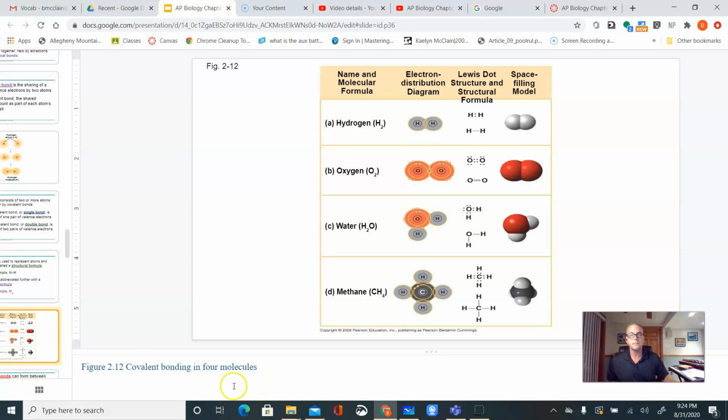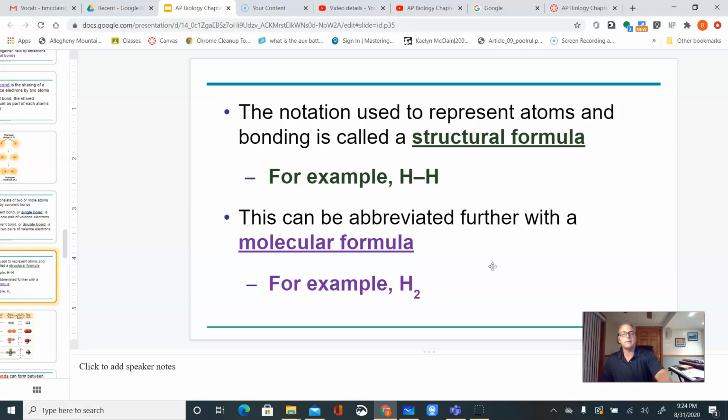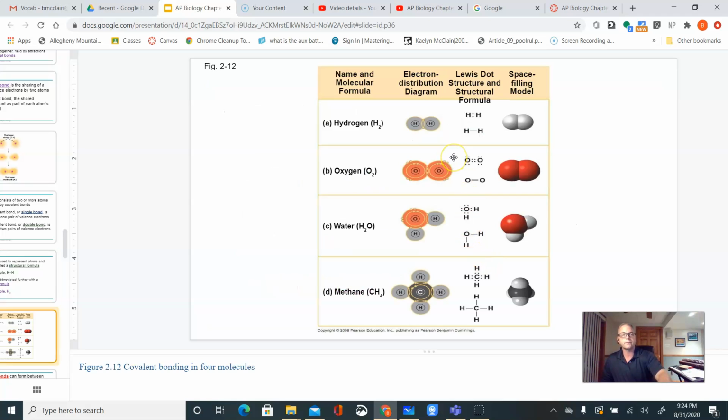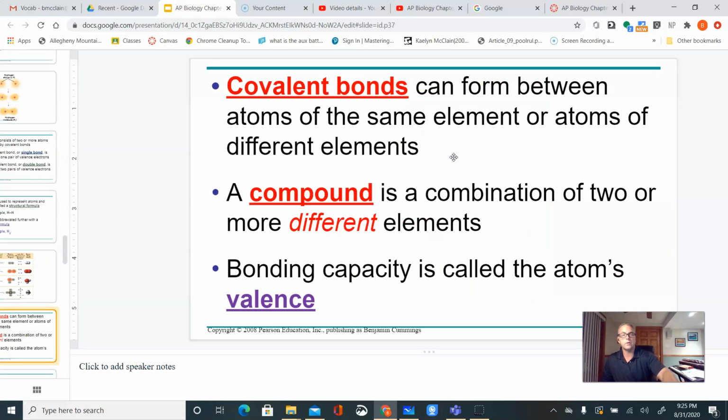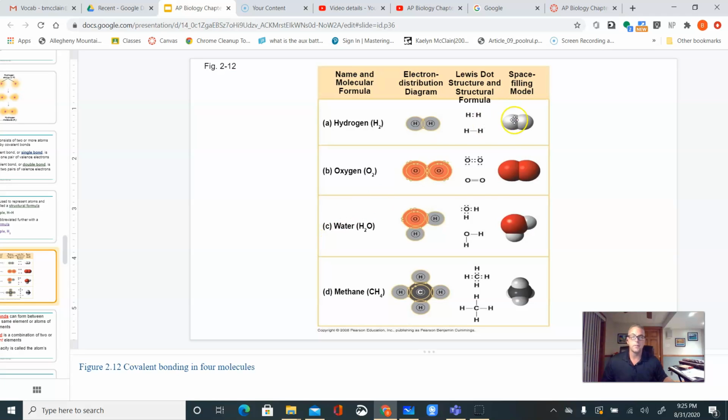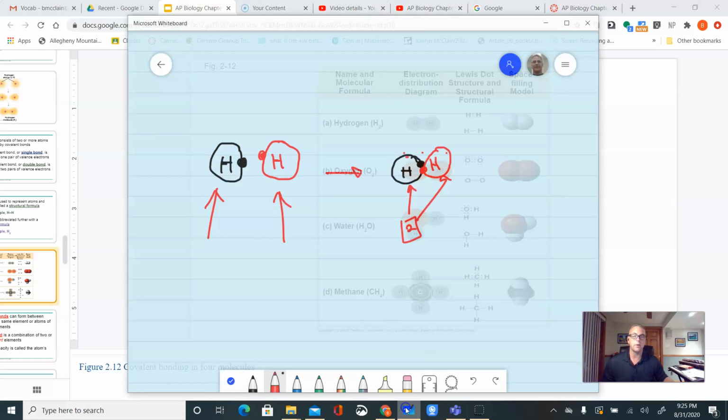So as I go over here, we start looking at this setup right here, and we're going to notice that in the case of oxygen, we could see this double line here, okay? That indicates that there's a double bond there.